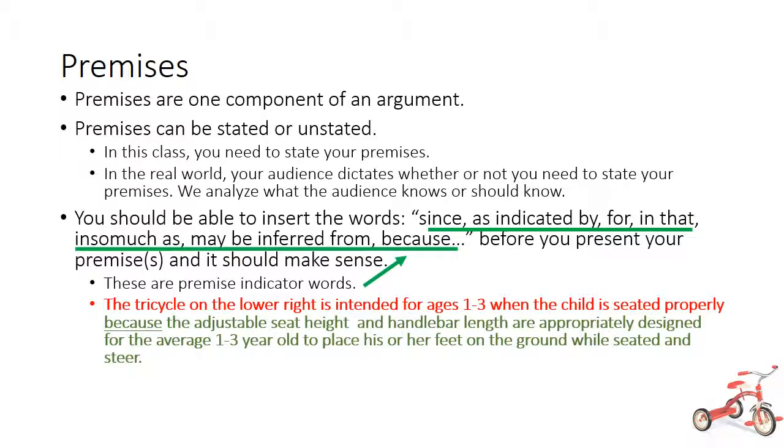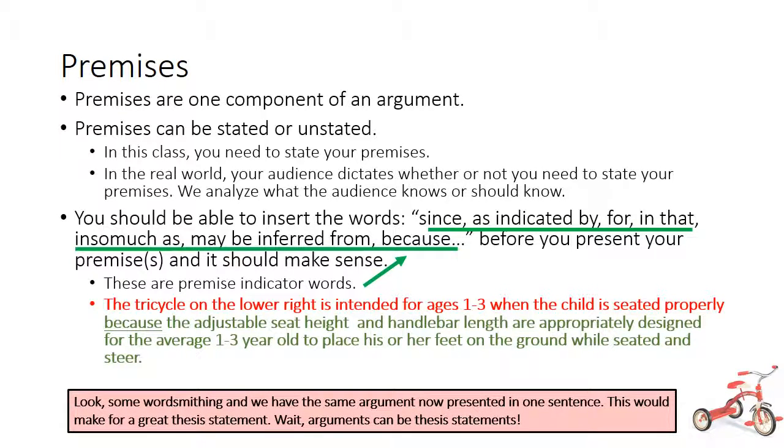It's still the tricycle on the lower right is intended for ages 1 through 3 when the child is seated properly. But now we've got it all in one sentence. And we've used an indicator word for a premise. You could actually split this up into multiple sentences and use other indicator words if you'd like, but this is how we chose to string this one together to show you how we can take the same ideas and be more concise and narrow it down.